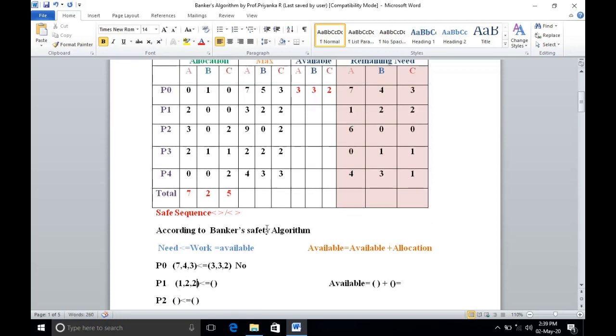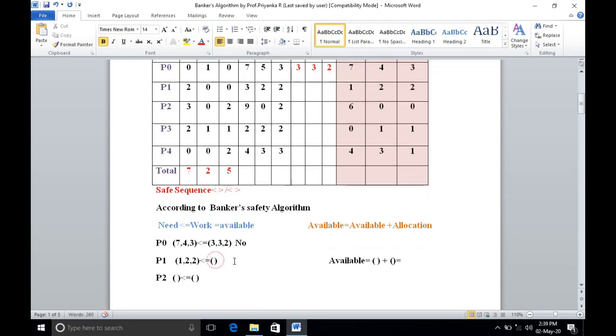Now we check whether need is lesser than available, which is 3, 3 and 2. When we check this with respect to process P1, 1, 2, 2 is lesser than or equal to 3, 3, 2. Yes, this condition is satisfied. So we'll write yes here, and we'll calculate the next step, which is available equals available plus allocation.